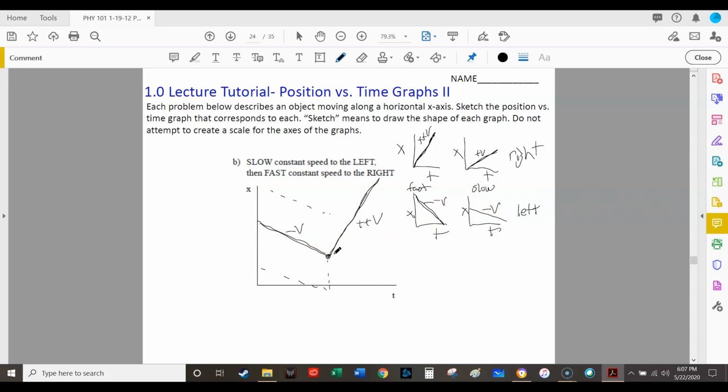And there you go. There's a good example of your first tutorial. All right. Good luck, everybody.